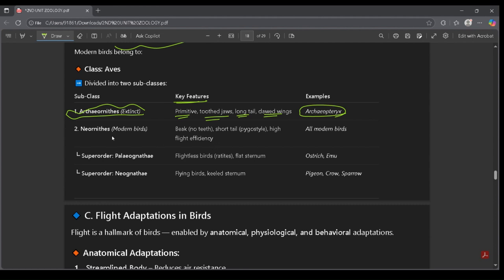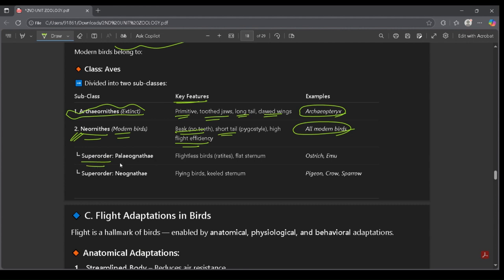Archaeopteryx. Then the modern birds, which are Neornithes. Sorry about the pronunciation error again. The key features are they have no teeth, they have a beak, a short tail, and high flight efficiency. All of those modern birds come under this subclass.